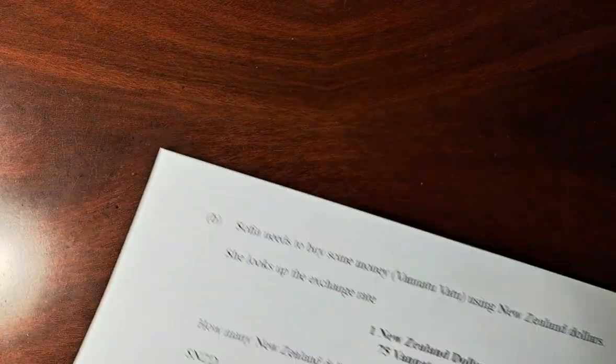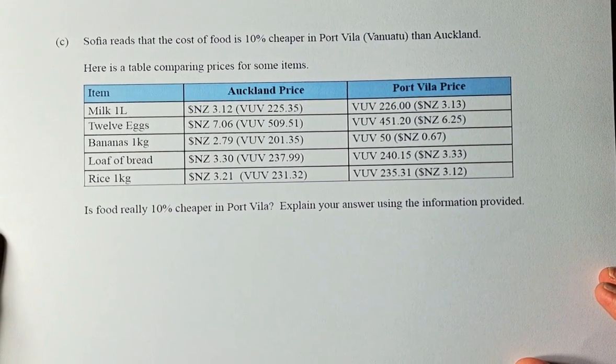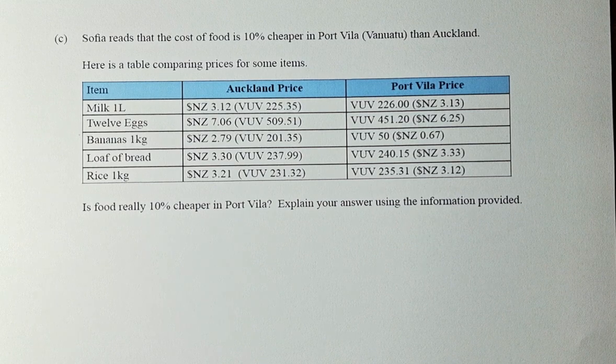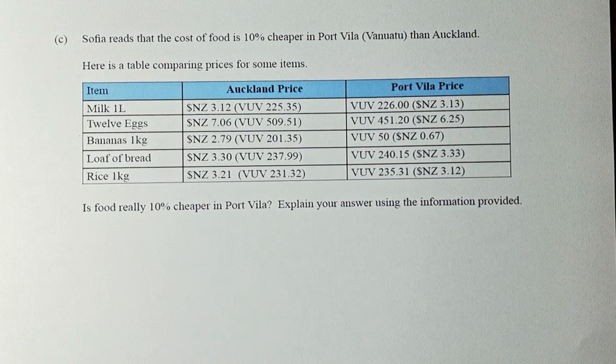Great. Now we shall do the last question, which has a bit of calculation involved. So bring out your calculator and let's do this. Sophia reads that the cost of food is 10% cheaper in Port Vila, which is in Vanuatu, than in Auckland. Here is the table comparing the prices for some items. What we're going to do is add everything in one currency. For simplicity's sake, we're going to calculate all in New Zealand dollars.